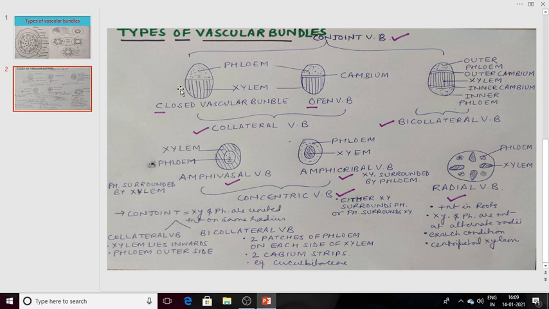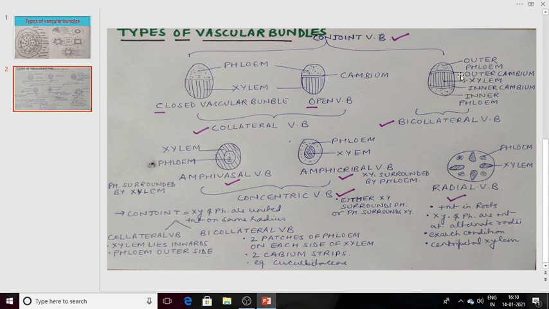So this type of arrangement is known as conjoint vascular bundle. And in conjoint vascular bundle, again there are two types. One is collateral vascular bundle and the other one is bicollateral vascular bundle. In collateral vascular bundle, the xylem lies inward and the phloem lies toward the outer side.